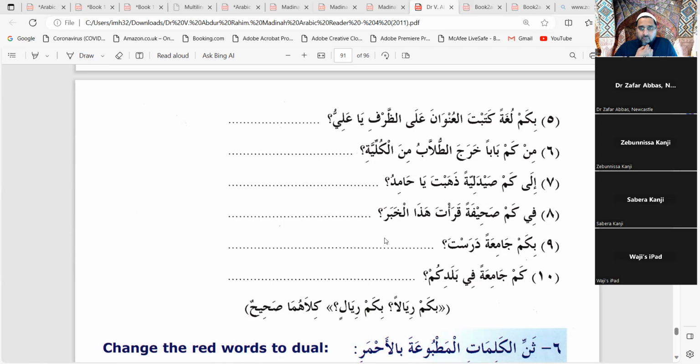Min kam baban kharaja al-tullab min al-kulliyya? From how many doors did the students exit from the faculty? Correct. Kharaja, you will say kharaja al-tullab min babain. From two doors. Correct.